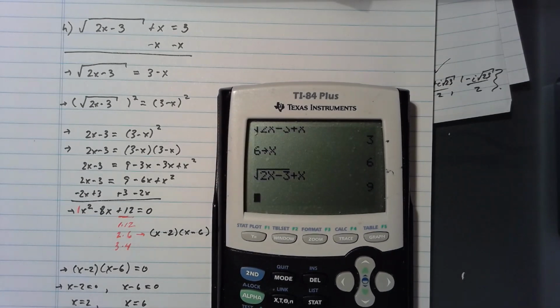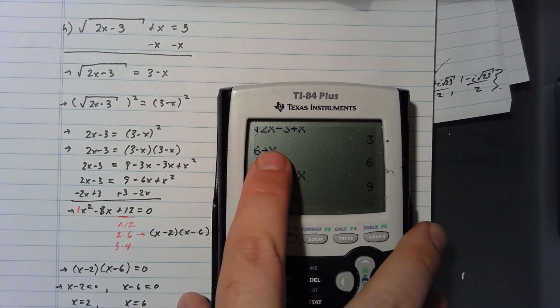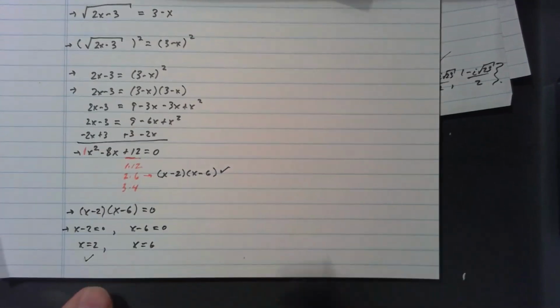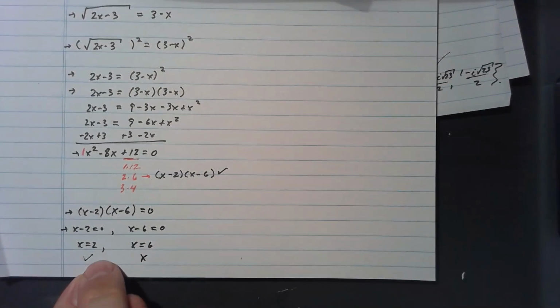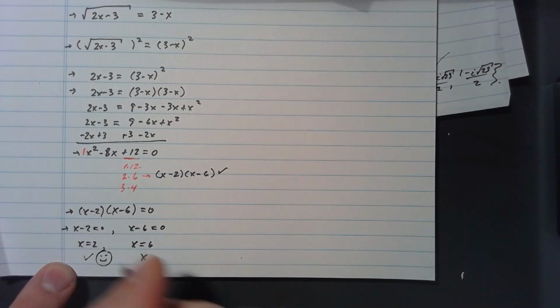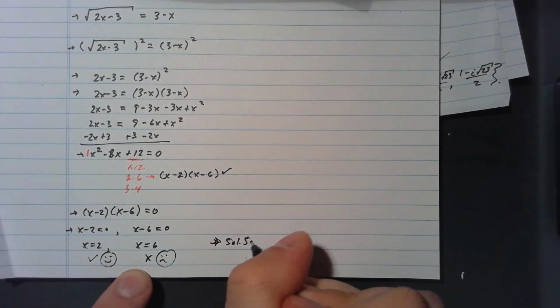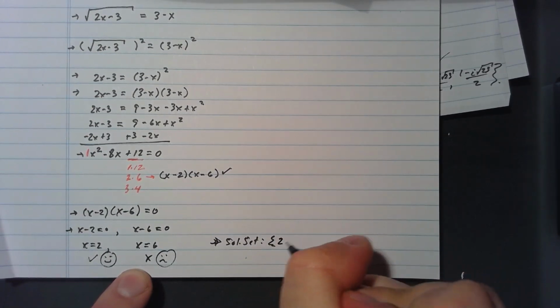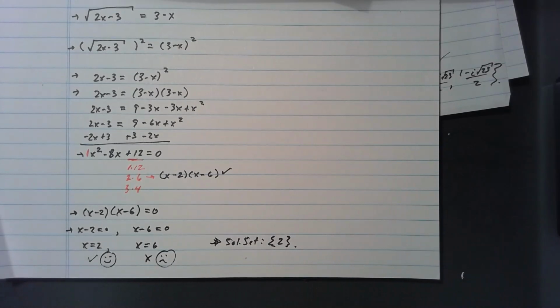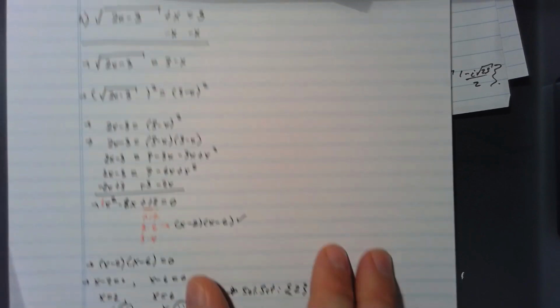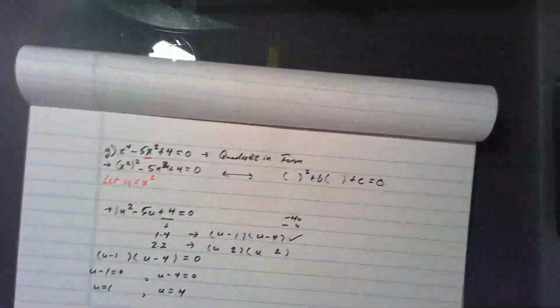Uh-oh, so what does that mean? So that means 6 doesn't work. This worked, this one didn't. So my solution set is just 2. After all that, 2. That's the only number that works. So that was letter H. Letter I.